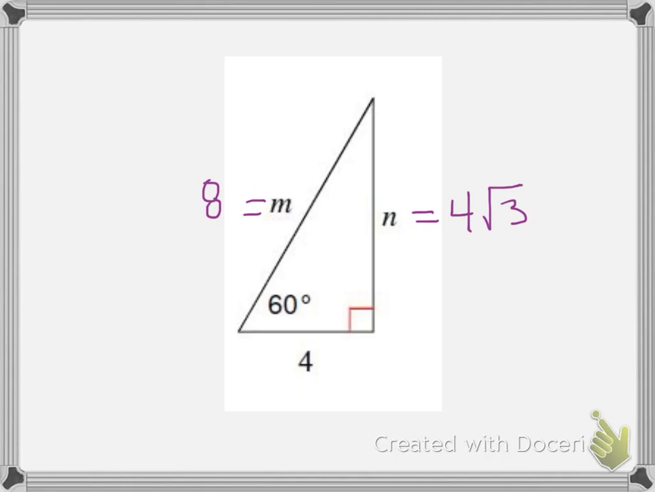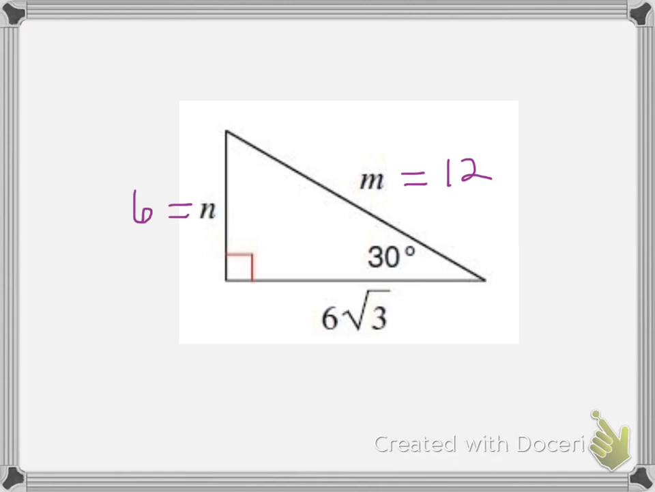So for example, on this question, I gave you the short leg, which was a value of 4. In order to get the long leg, which is n, opposite the 60-degree angle, we take the short leg's value, which is 4, and multiply it with the radical 3, giving you a solution for n of 4 radical 3. To get the hypotenuse, we take the short leg, which again is 4, but this time multiplied by 2. So 2 times 4 giving us 8, which is m, the hypotenuse.